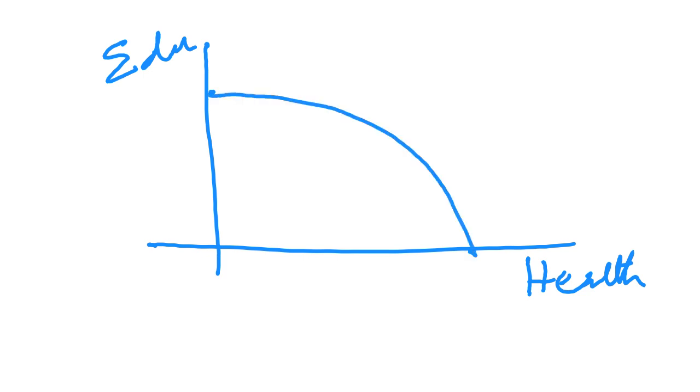Of course, factors of production are not perfect substitutes, right? You can't expect a surgeon to be teaching at a primary school. Similarly, a primary school teacher is not going to operate on patients. So they are not substitutable. That's why I have a concave curve, bowed outward.